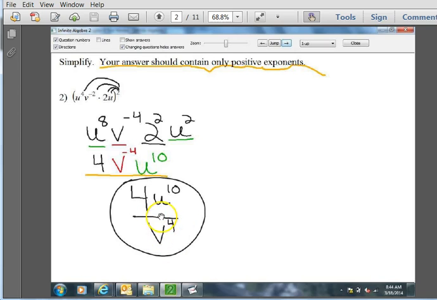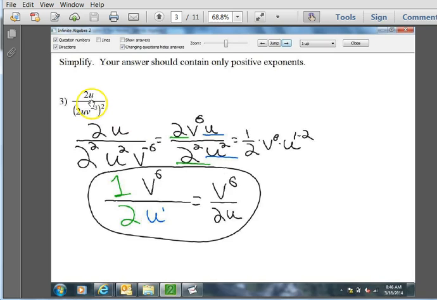Oh, happy days are here again. Oh yeah. I have just a u, I have a v to the 4th, I have a 4. All exponents are positive, and there's no other simplification to be done. I'm good.